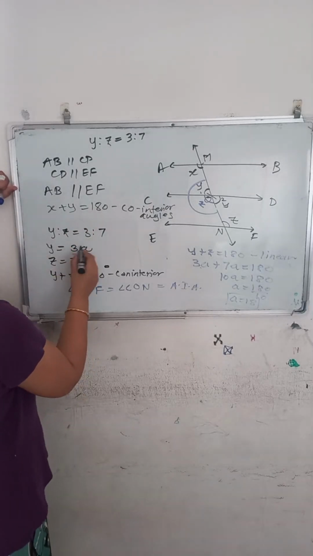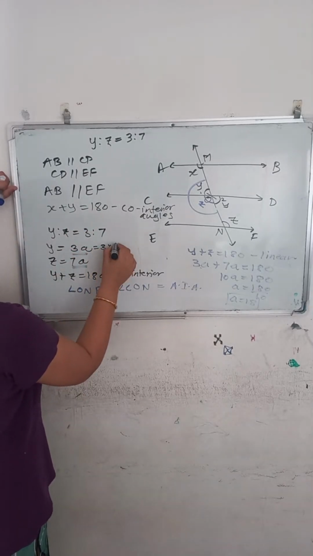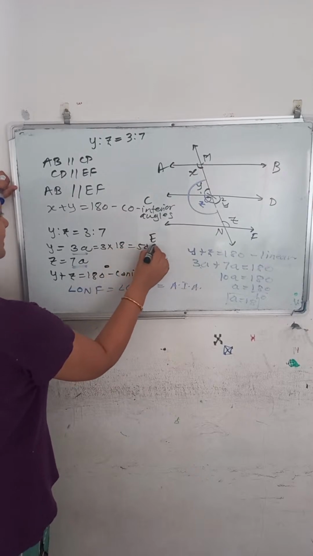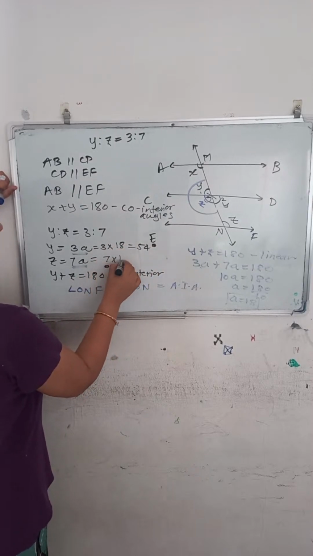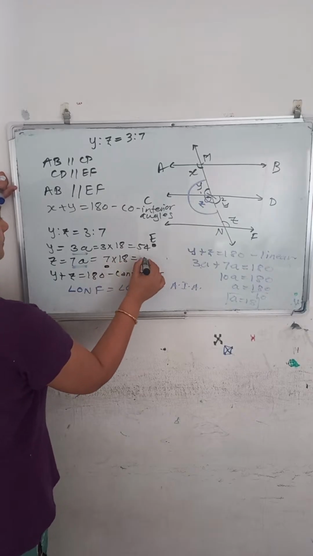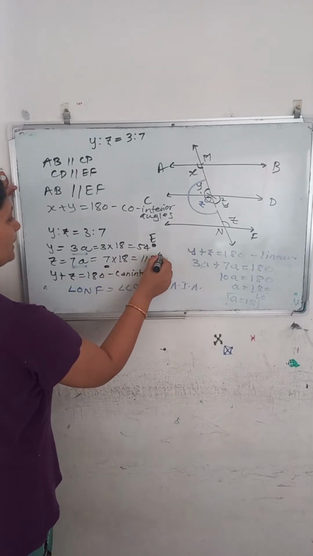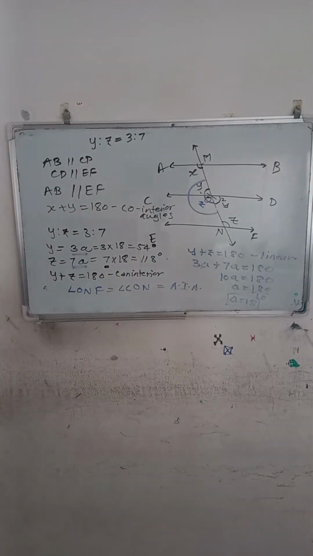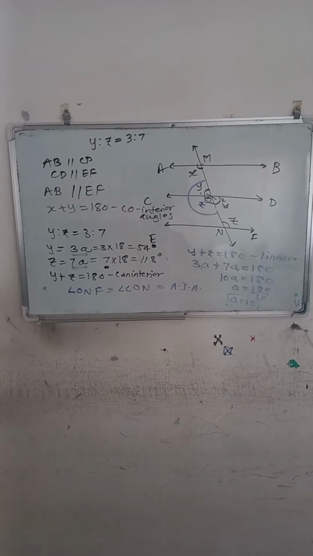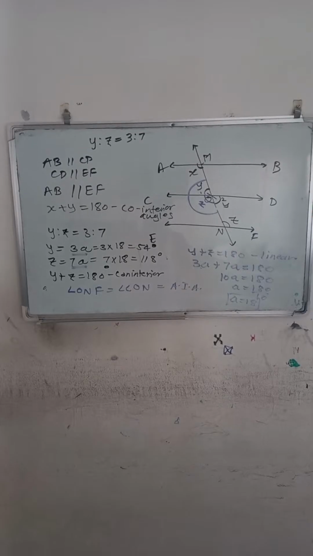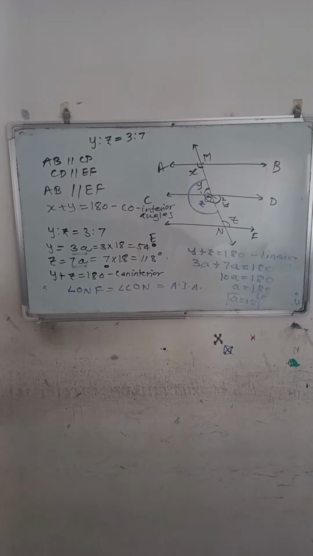So here A is 18, so 3 into 18 we will get 54 and 7 into 18 is 126. So this is the answer. I hope you all are getting this. So these are 3-mark questions. Copy this. Copy this question.